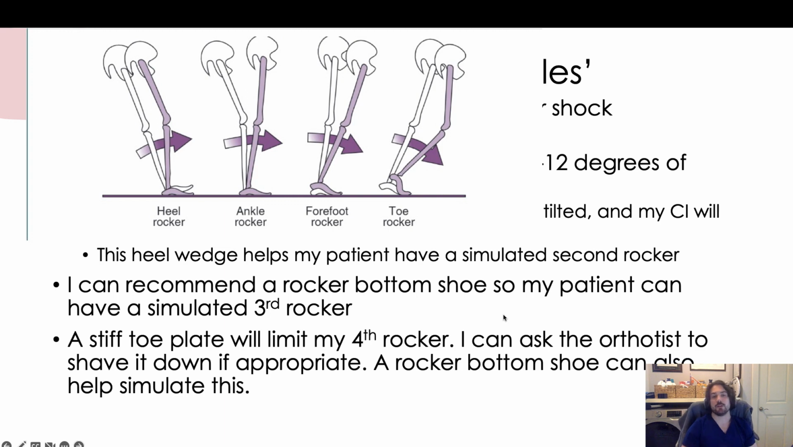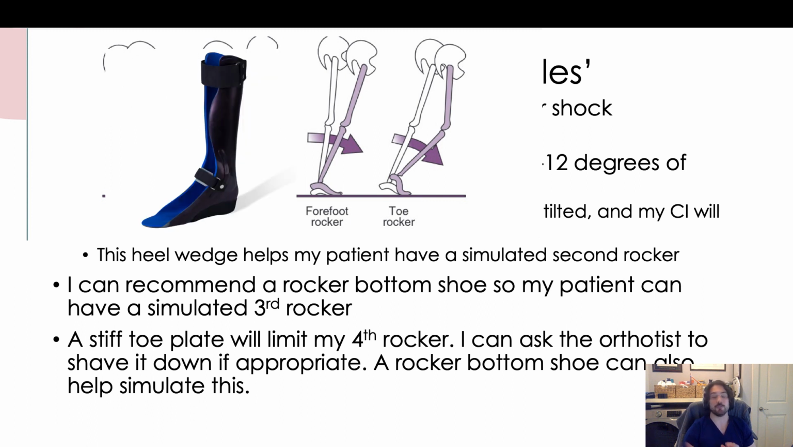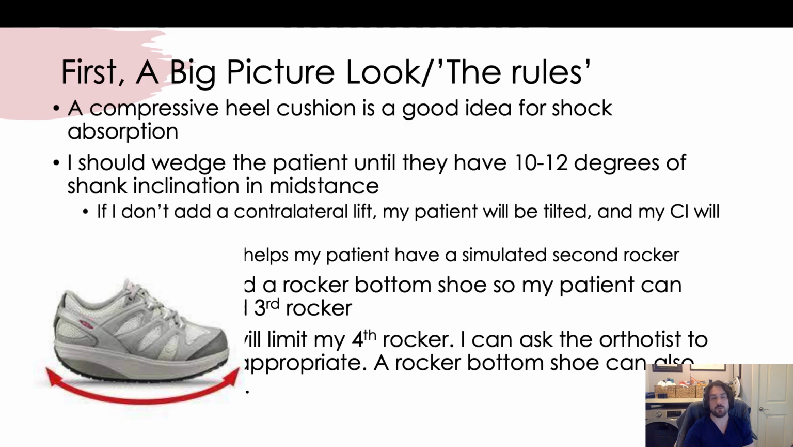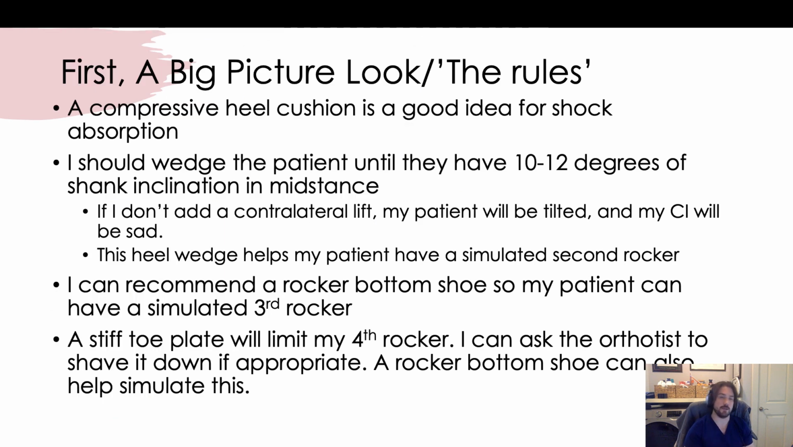And so then, if we're trying to optimize our fourth rocker, a stiff toe plate will be in the way. I can either ask the orthotist to shave down the toe plate if it's appropriate, if I don't have significant spasticity or something like that that would contraindicate that. Or a rocker bottom shoe can also help simulate this fourth rocker. So if you guys just have these things memorized, then you are going to do pretty well with normalizing most gait. But we're going to talk now about some of the whys behind this. That way you can apply some of these concepts with more confidence on your complex orthotic decision making.